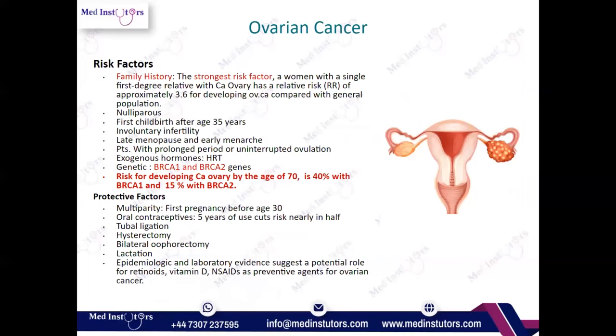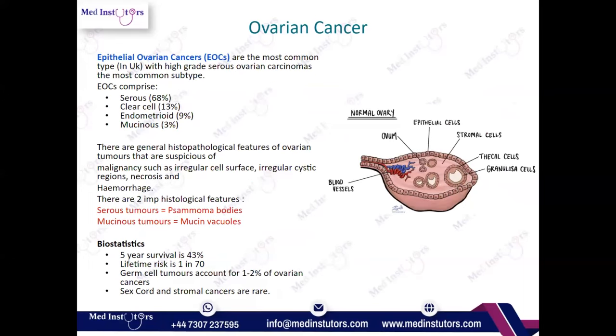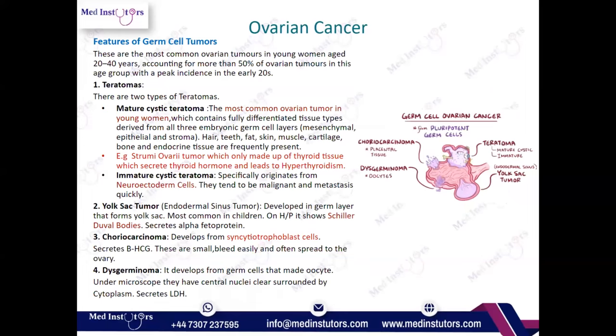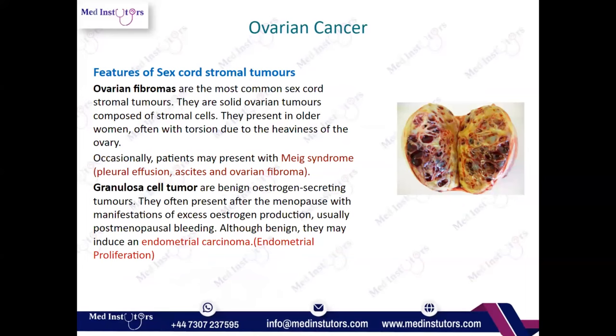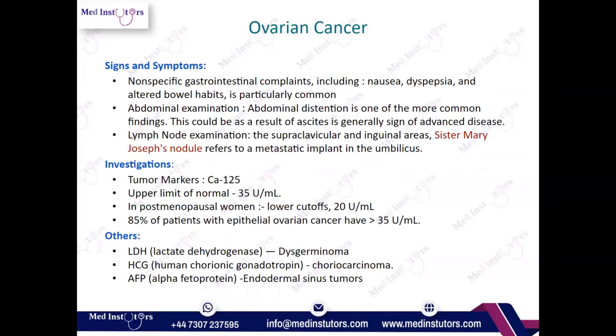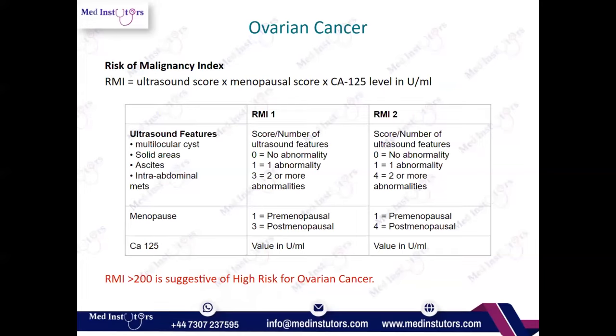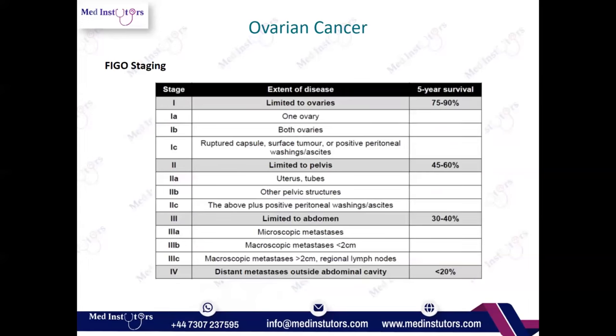Even if I go back from the risk factors, they have 4 SBAs from this slide. Then from the types, and from the epithelial ovarian cancer, they have many questions. And again, from the germ cell tumors, they have many SBAs. Again, from the fibromas and the granulosa cell tumors, there are many SBAs. Then they have questions from these investigations, from Sister Mary Joseph nodule, and many questions from the risk of malignancy index. So there is no point they will ask questions from the staging.